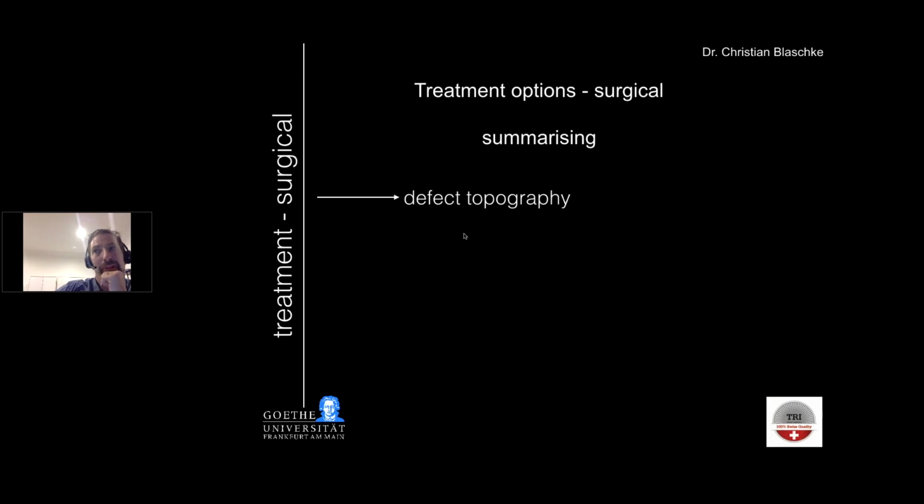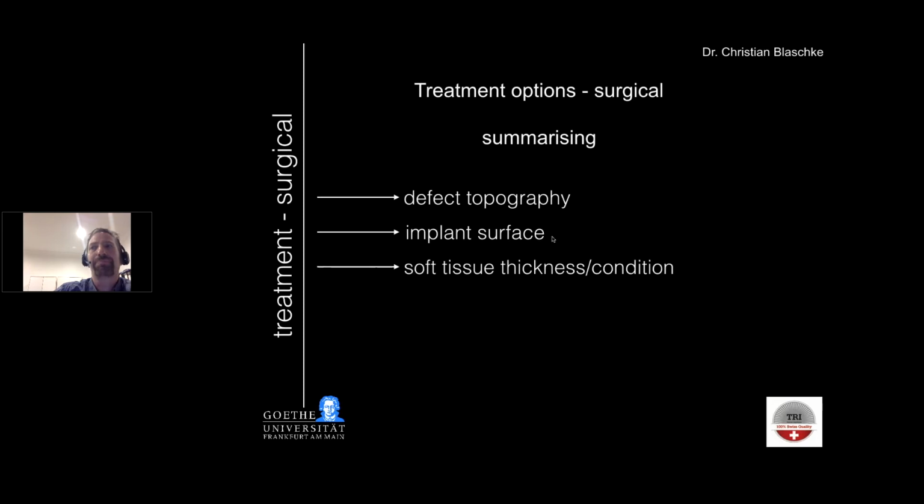Summarizing, when I think about peri-implantitis treatment, I'm interested in the defect topography to decide what sort of surgical therapy I want to choose. I'm interested in the implant surface because that again has an impact on how I will treat that implant. I will show a few surfaces very soon, so you can have a look at it. It becomes quite evident once you look at the surfaces why we treat them the way we treat them. I look at soft tissue thickness and condition. So what type of biotype do we have? What is the condition of the soft tissue? As I believe soft tissue is the key to keeping that implant healthy.